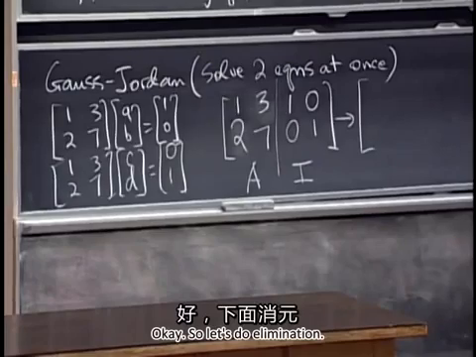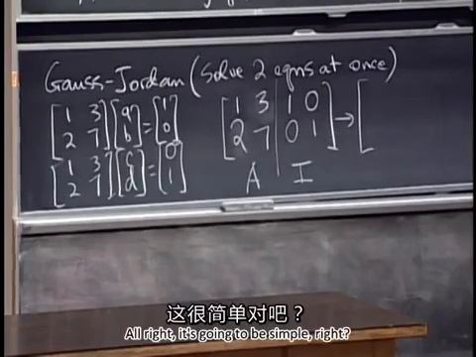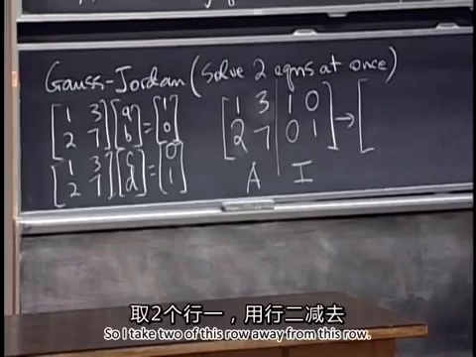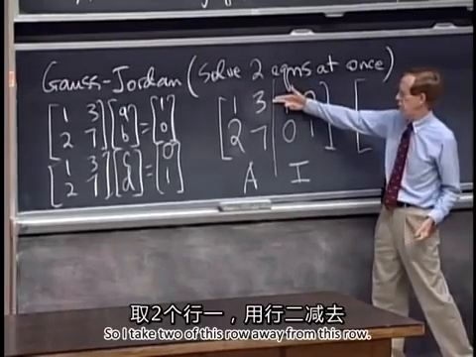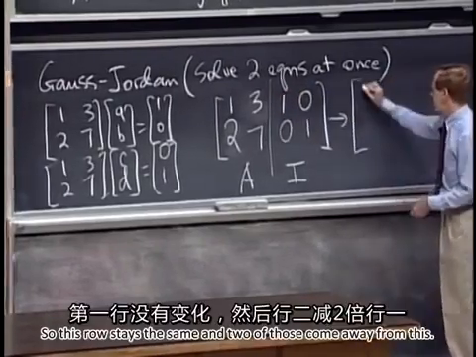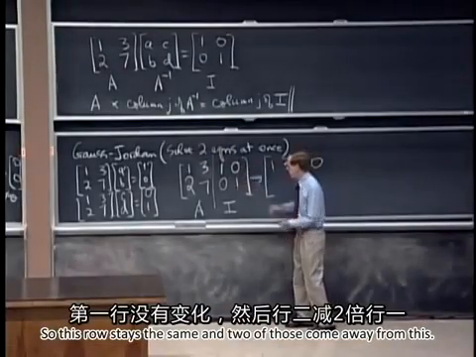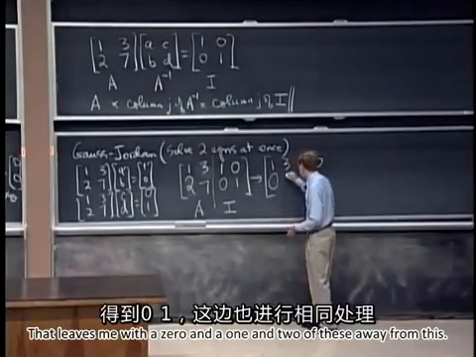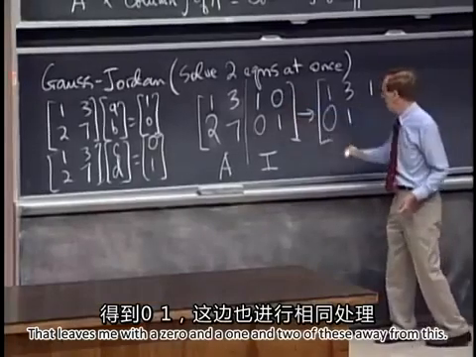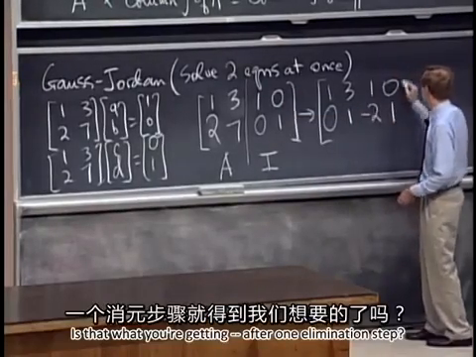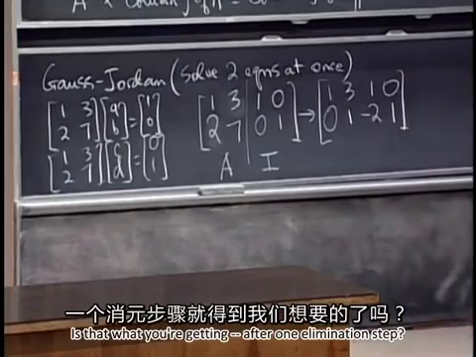Okay, so let's do elimination. It's going to be simple, right? So I take 2 of this row away from this row. So this row stays the same. And 2 of those come away from this. That leaves me with a 0 and a 1. And 2 of these away from this. Is that what you're getting?